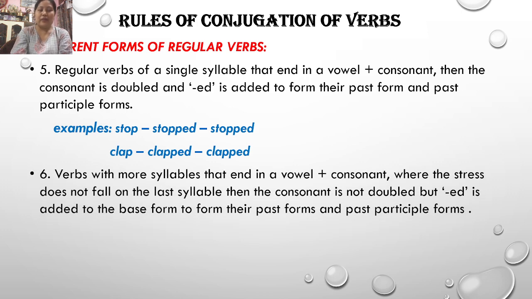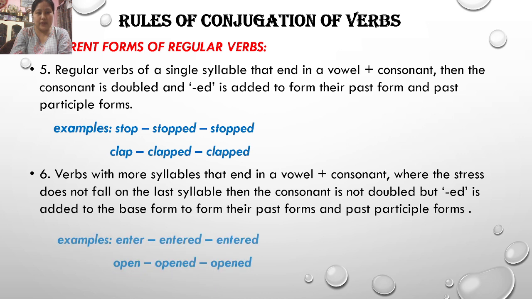Here, these are verbs with more syllables that end in a vowel and consonant, and the stress does not fall on the last syllable. Then the consonant is not doubled, but ed is added to the base form to form their past form and past participle forms. So this will be clear to you with these examples.